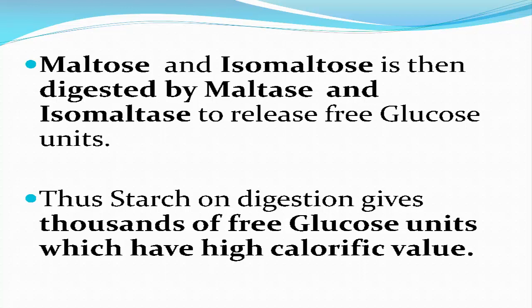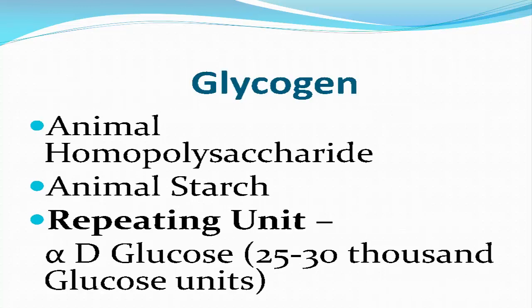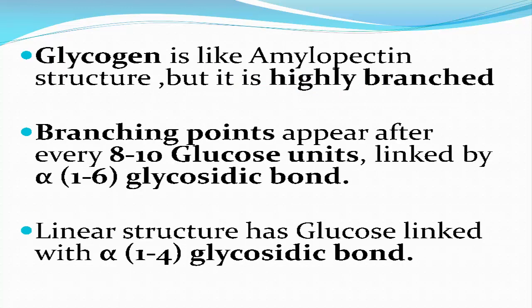The next thing is glycogen. So glycogen is the same thing like starch. It is also a homopolysaccharide, also again made up of alpha D glucose joined by alpha 1,4 bonds, but it is the glucose storage form in animals. The glycogen entirely is in the branched structure, which is similar to the amylopectin.